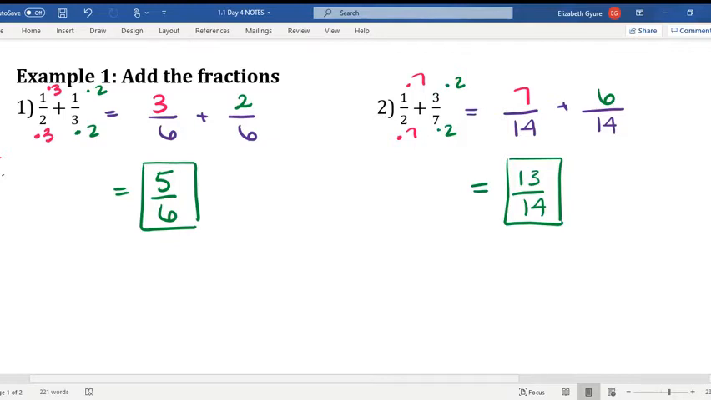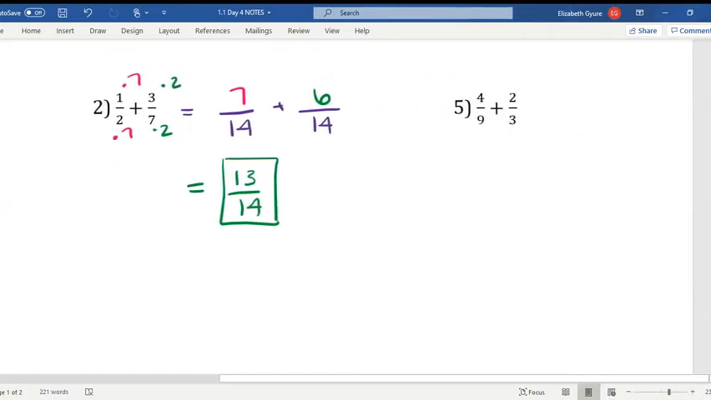Oh, you were thinking that. Yeah, if you reduce that, you're going to be back to where you started, so you don't want to change that one. But you're right. If you ended up with an answer of 6 over 14, you would definitely reduce that. Okay.